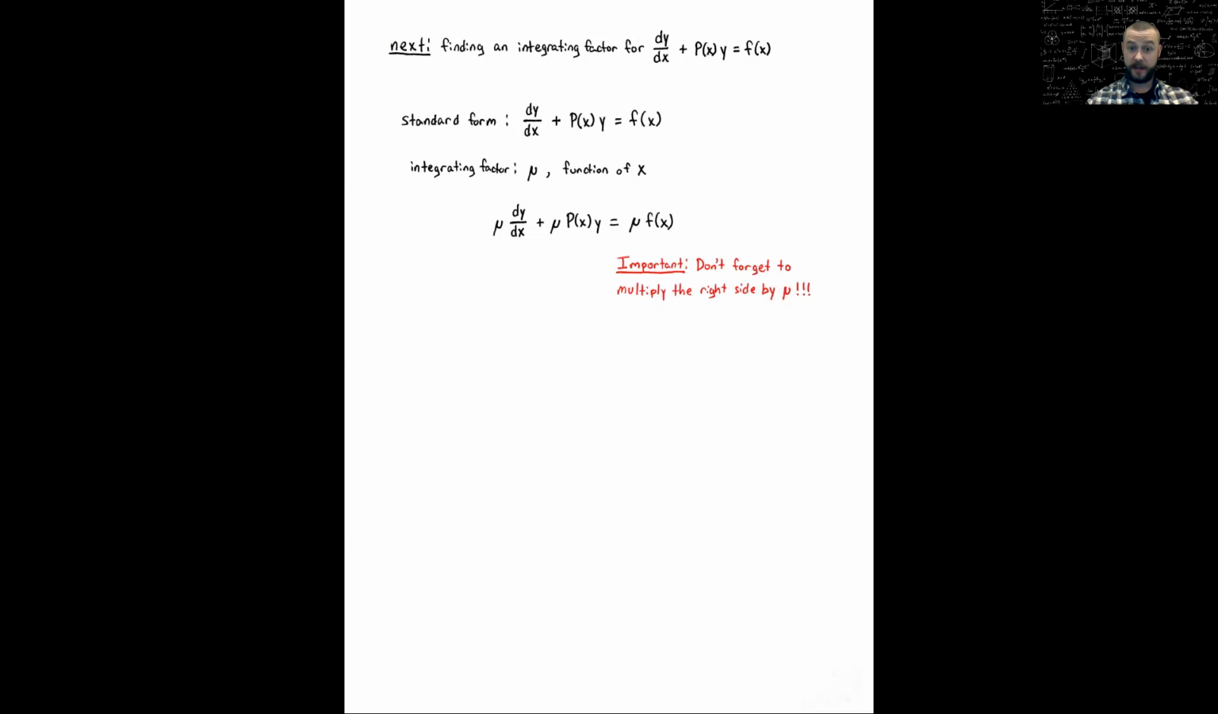Worth pointing out, it's written there in red. It must be important. Don't forget to multiply the right-hand side by mu as well. Some students overlook multiplying the right-hand side by mu, and it completely changes your answer. All right.